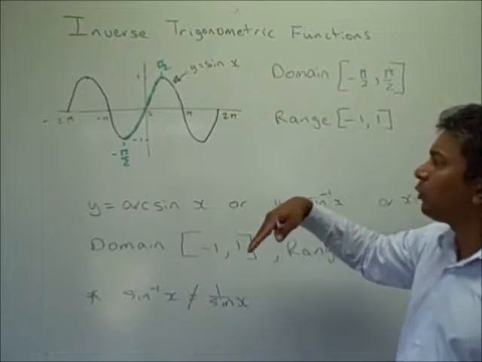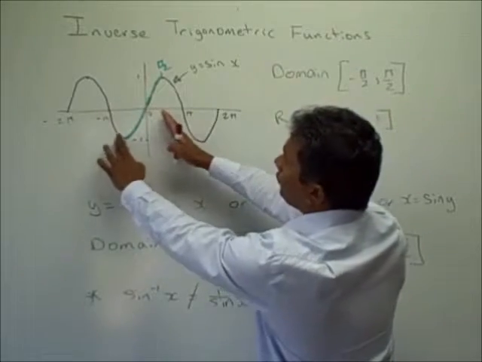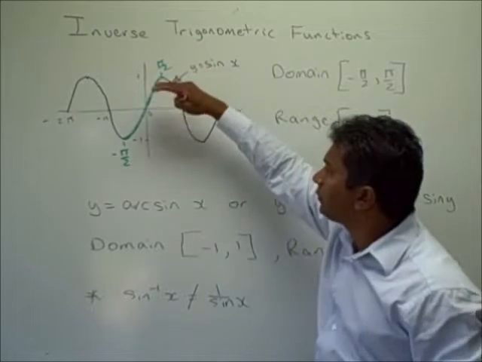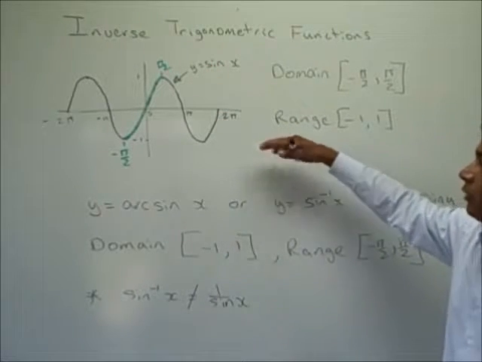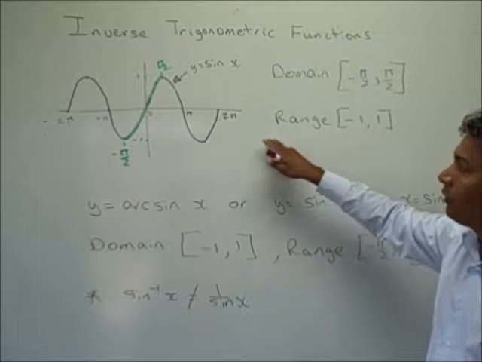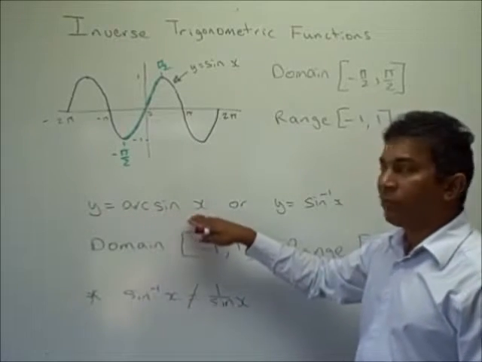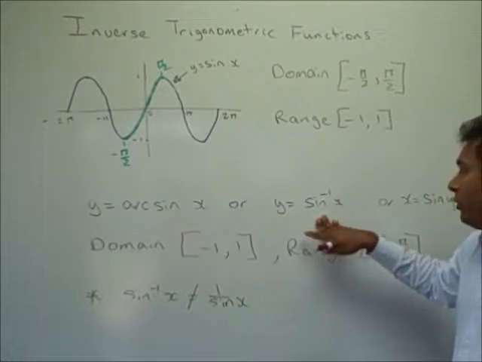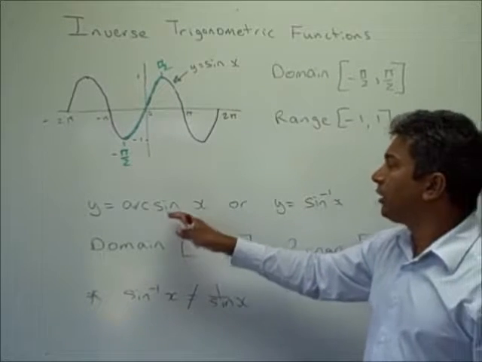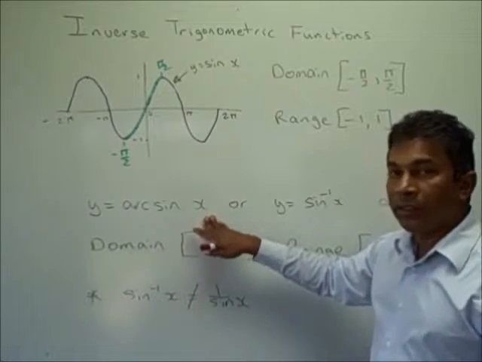If we were to however restrict our domain to negative pi over 2 to pi over 2, which gives us a range of negative 1 to 1, we can now define a unique inverse trig function for sine. And this unique trig function for sine is defined as y is equal to arc sine of x, or y is equal to the sine inverse function of x, where the arc sine of x means the angle whose sine is equal to x.